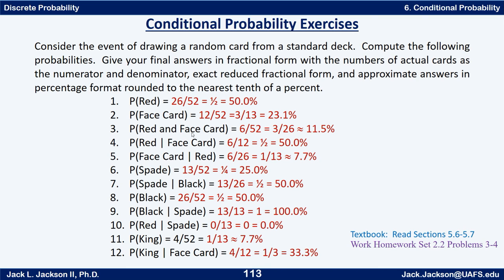Red and a face card. There are 6 cards that are both red and face cards. So it's 6/52. That reduces to 3/26, or about 11.5%. Red given it's a face card: there are 12 face cards, and 6 of those are red. So it's 6/12, or 1/2, 50%.